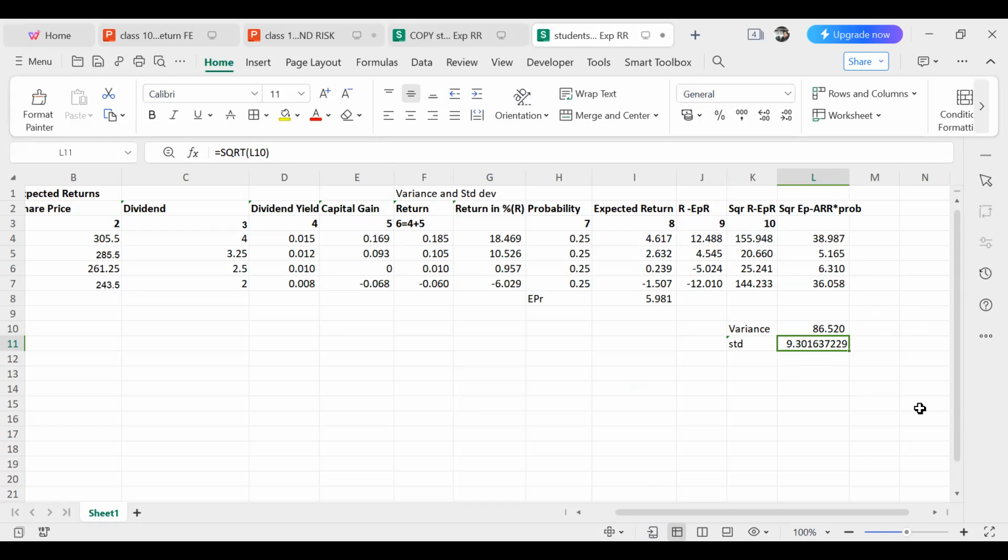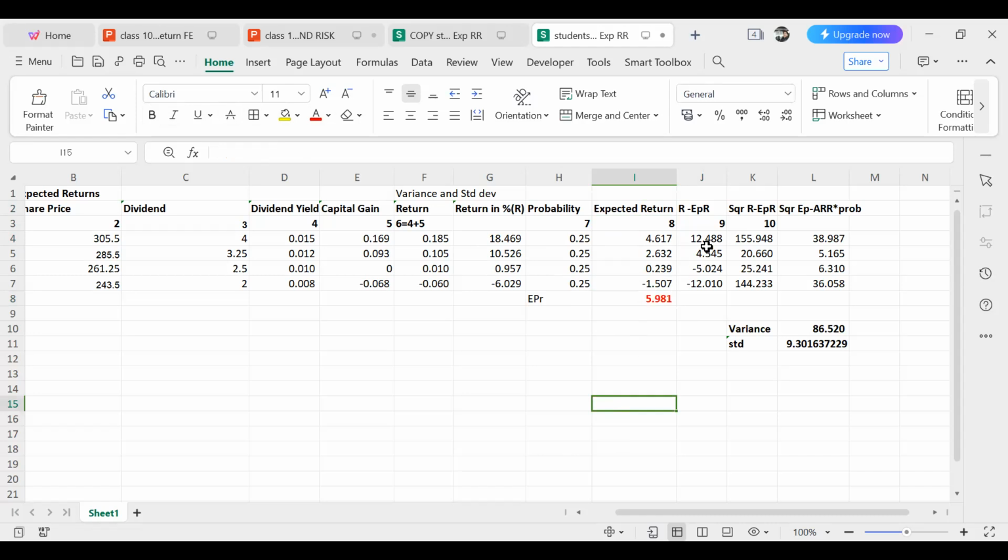Let me know if you have got these two answers or not. If not, proceed and complete. Wherever you are not getting, you just tell me. After you got this expected return, which is your rate of return in percentage into probabilities, you got the sum, which is your expected return, 5.981. I'm just making it red.